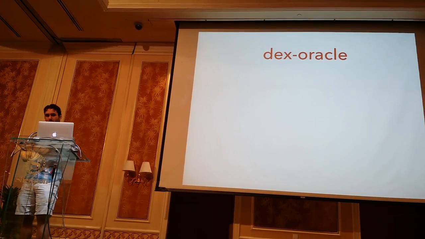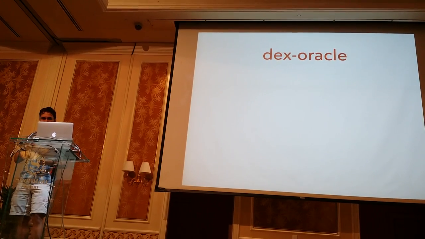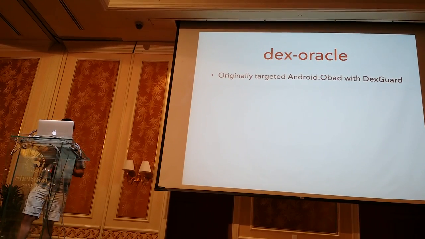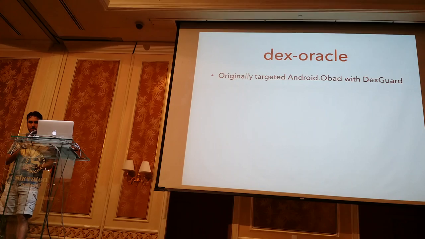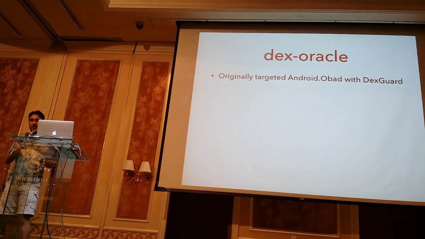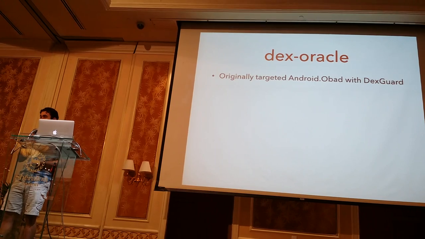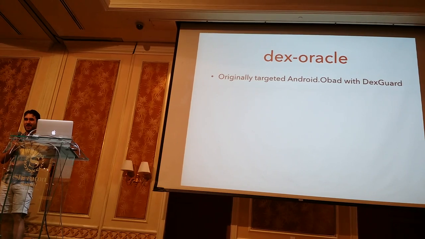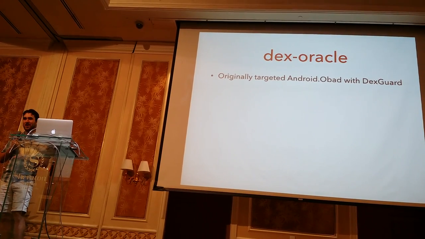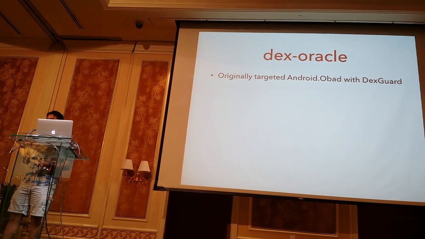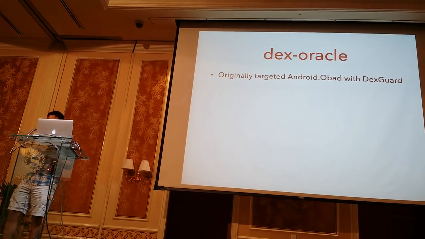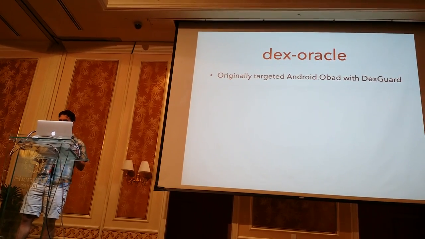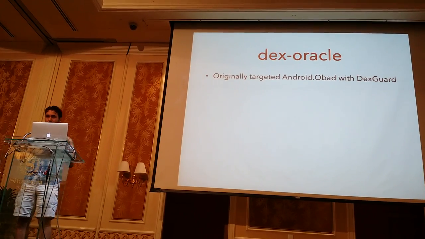And so the tool that I made for dealing with pattern matching deobfuscation is called DexOracle. I originally created this to target Android.obat, which is a malware family. It's obfuscated with DexGuard. And when people first saw it, they flipped their lids. They thought it was the most sophisticated malware ever. They thought it was Stuxnet. Being in the industry at the time, everyone was super alarmist about it. They thought it was the end of the world. But really, it was a fairly simple malware that was using a commercial obfuscator. So there wasn't a lot going on except for commercial obfuscation.